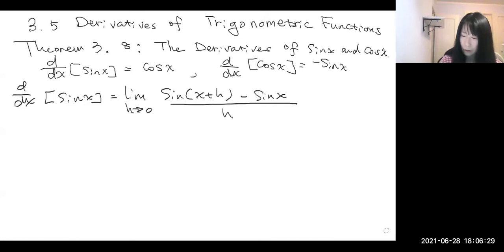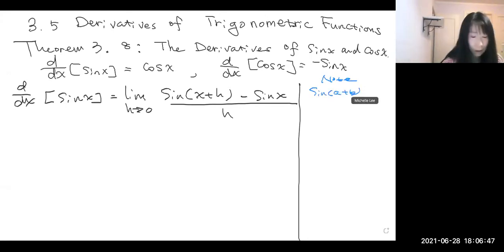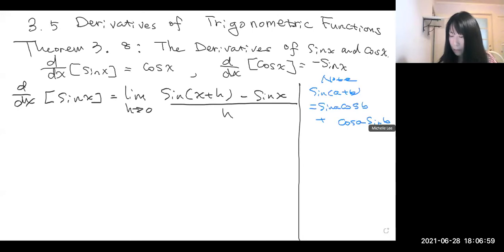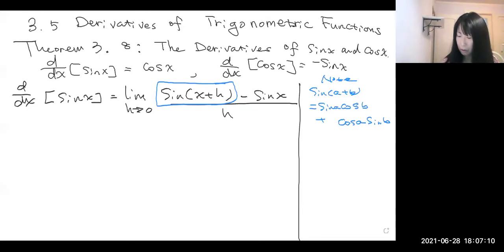All right, then let me make a note. From trig course, we have sine of a plus b, the sum of sine, is sine a cosine b plus cosine a sine b. We learned this one from trigonometric course. So this is the sum of sine functions, so we're going to use the formula.